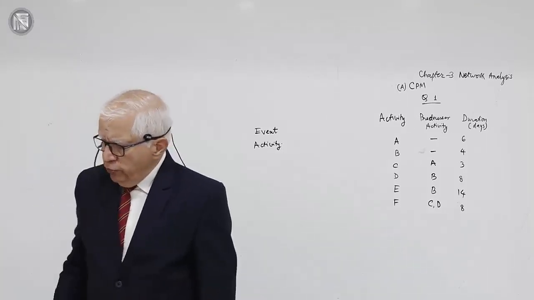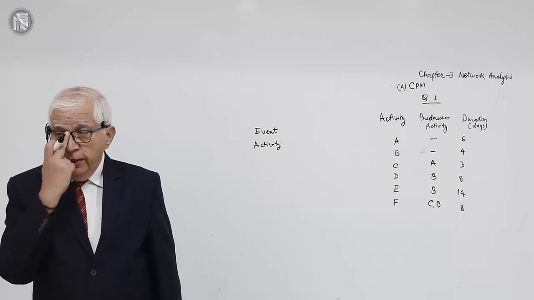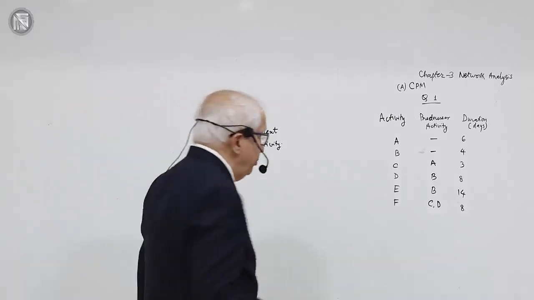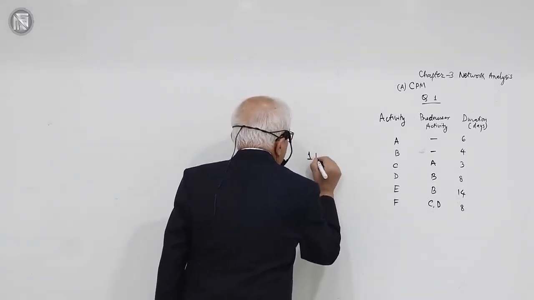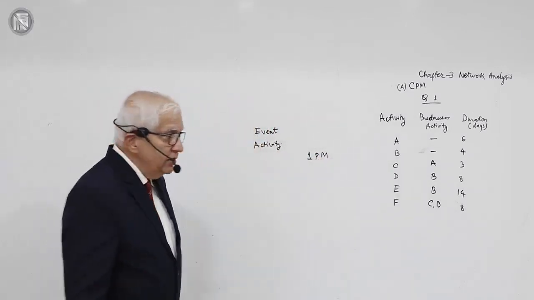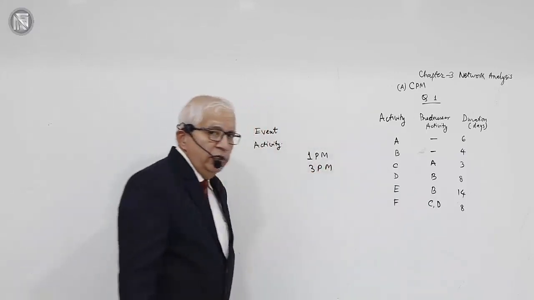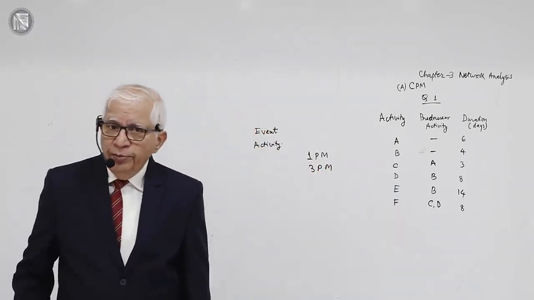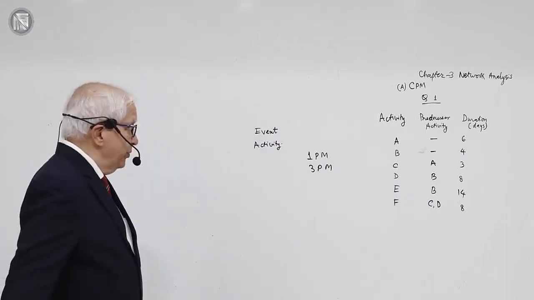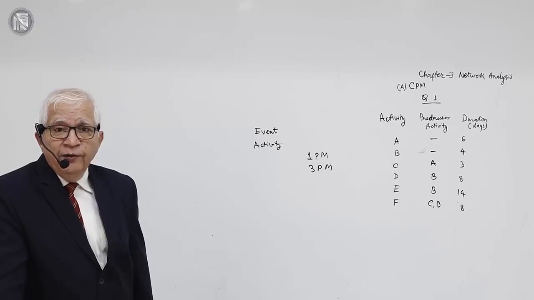For example, suppose this video lecture of mine commences at 1 p.m. The starting time of the lecture is 1 p.m. and suppose it ends at 3 p.m. It's a 2-hour lecture. It starts at 1 p.m. and ends at 3 p.m. Then what are 1 p.m. and 3 p.m.? These are events.